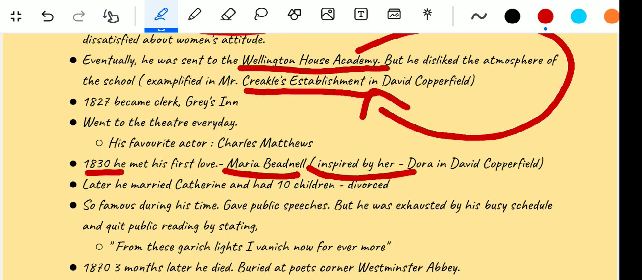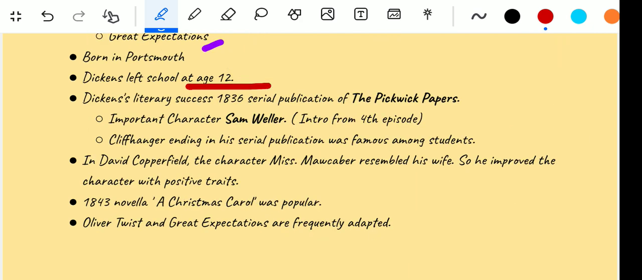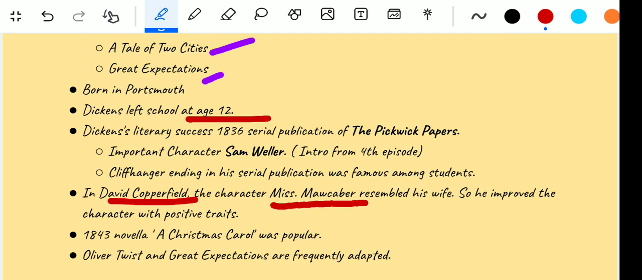And his wife Catherine was the inspiration for Mrs. Micawber, again from David Copperfield. So as Mrs. Micawber resembled his wife, he portrays the character more positively. We can see a lot of examples like this.